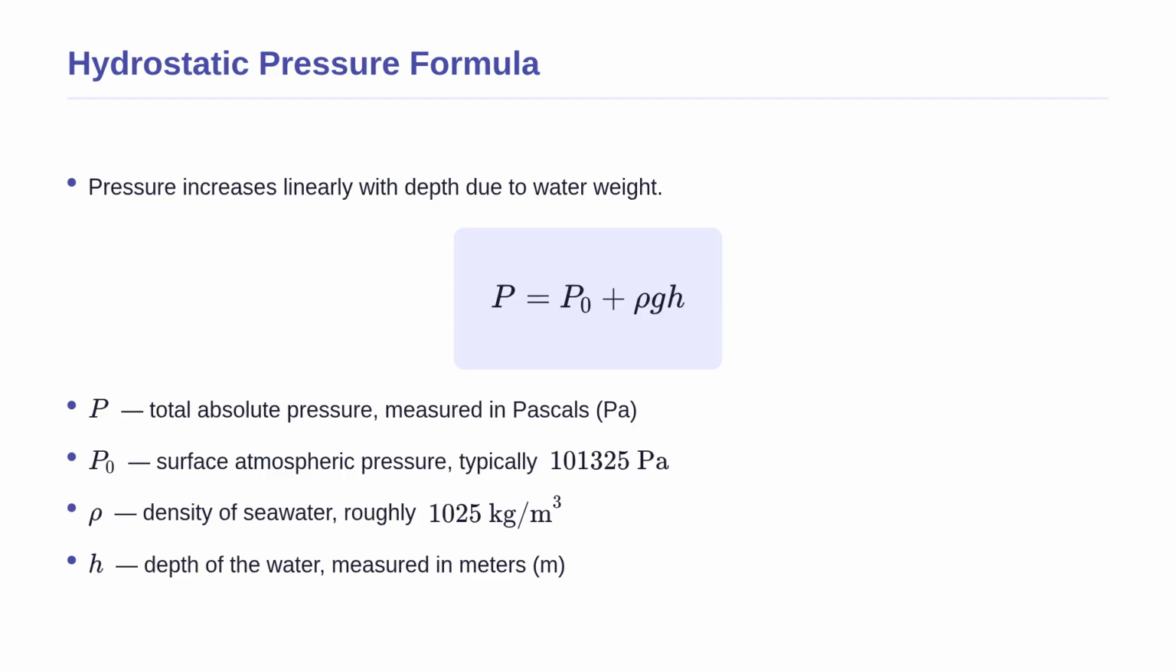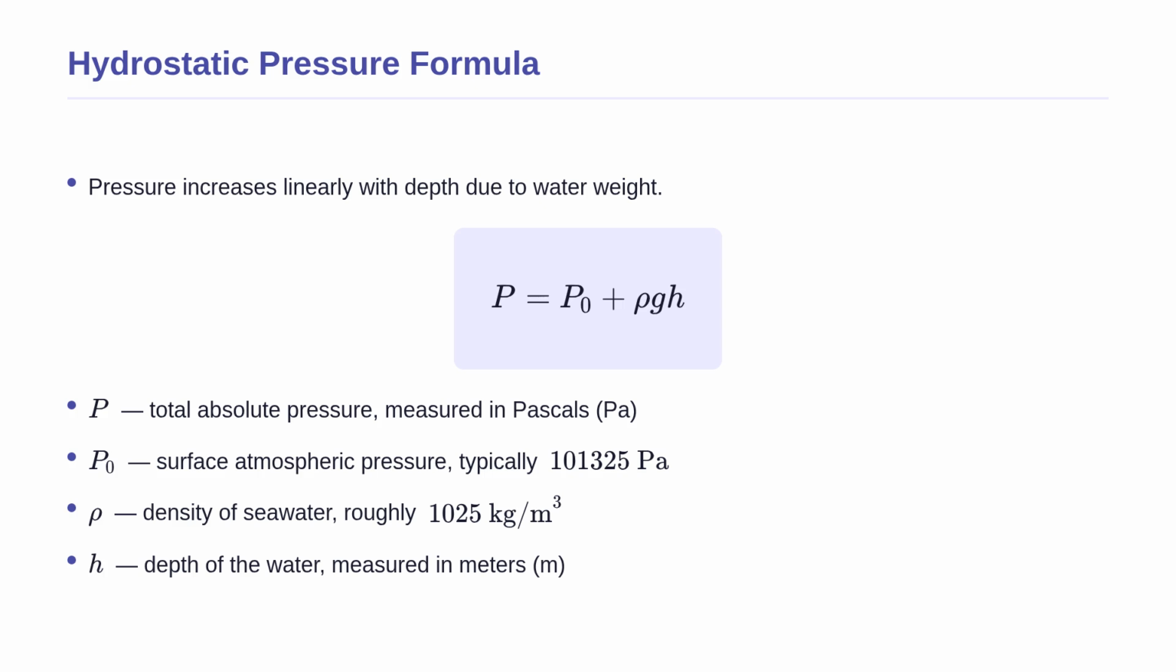This brings us to the mathematical representation of hydrostatic pressure. The formula on your screen calculates the exact pressure an organism experiences at any depth. Conceptually, it tells us that the total pressure at the ocean floor is simply the pressure of the air pushing on the ocean's surface, plus the weight of the water column above the floor.